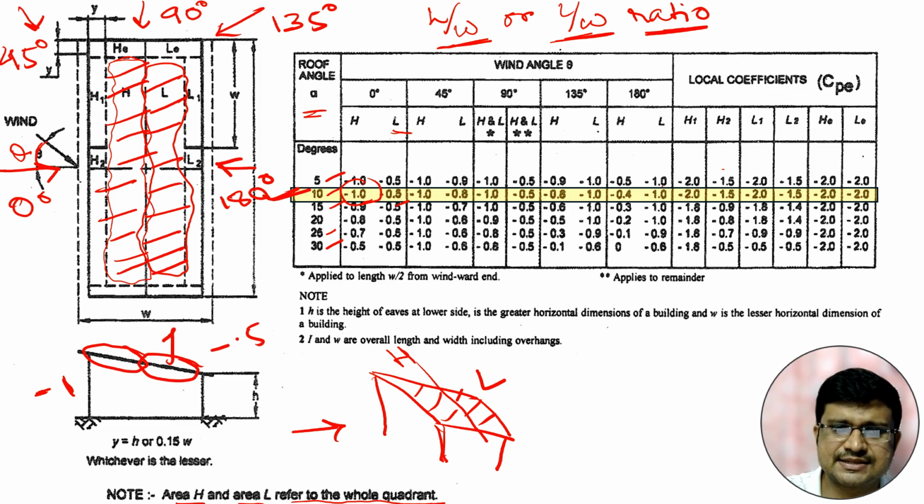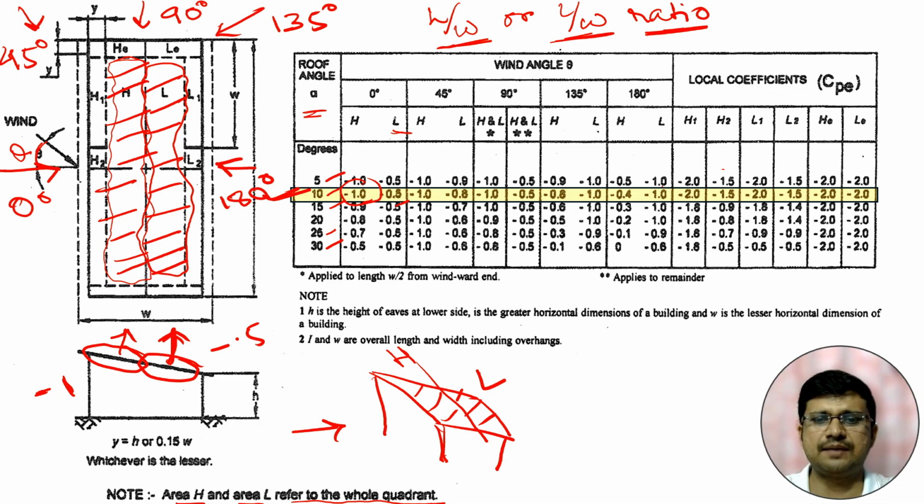So it will be like this suction. So it will be like this perpendicular to the plane. So -1 and -0.5. When 45 degree, then for H it will be -1 and for L it will be -0.8. So for 45 degree the value is more for L than 0 degree.